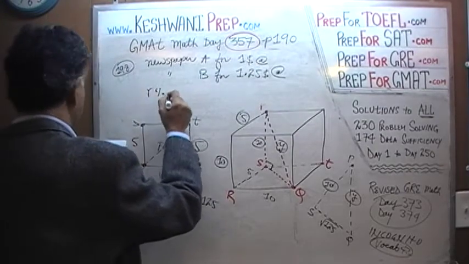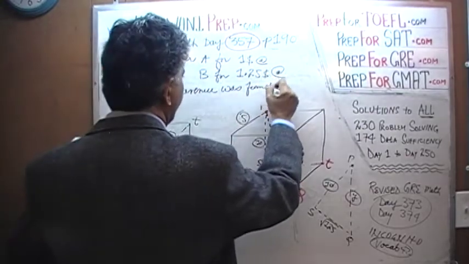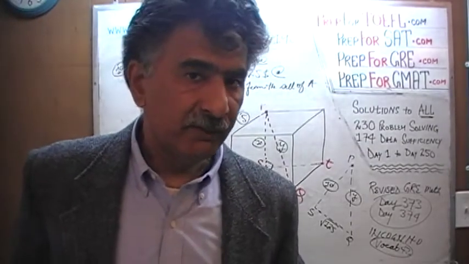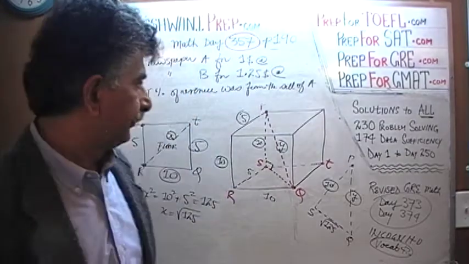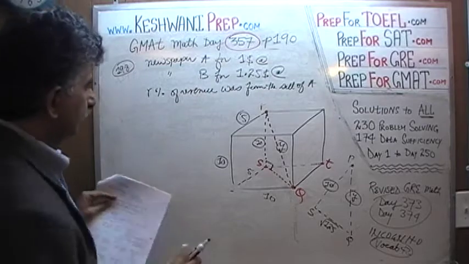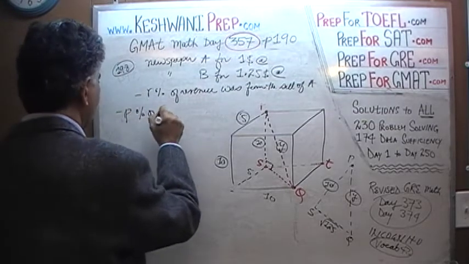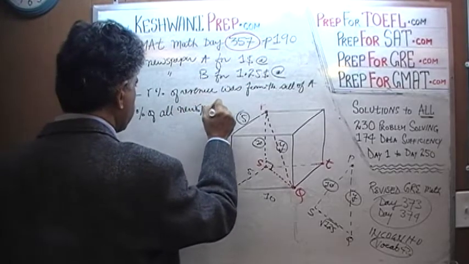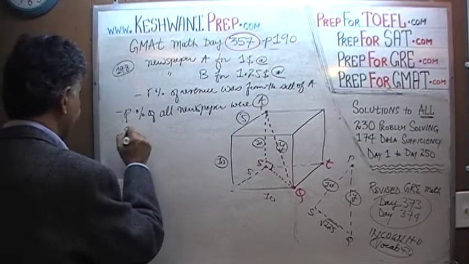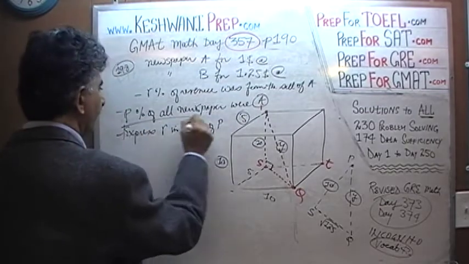We are told that R percent of our total revenue was generated from the sale of newspaper A. By the way, newspaper A and newspaper B is all we are selling. Do you understand? We are also told that P percent of all the newspaper were A. The question simply is, express R in terms of P. That's all it is.